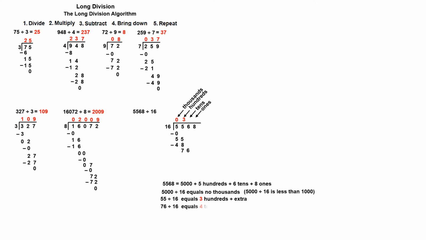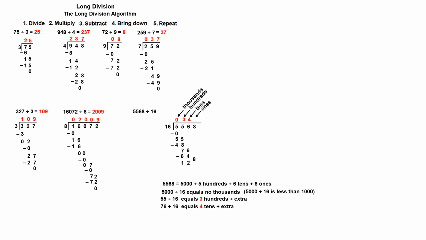Dividing 76 tens by 16, we get 4 tens and some extra. So we put 4 tens in the quotient in the tens place. 16 times 4 equals 64. Subtract 64 from 76. Bring down the next digit of the dividend. Bring the 8 down next to the 12.